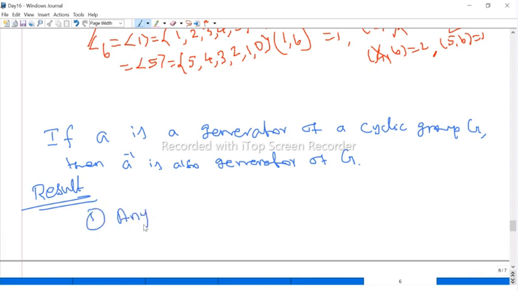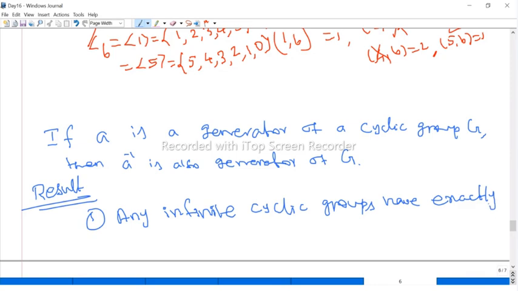If you take any infinite cyclic group, it contains infinitely many elements. Any infinite cyclic group has exactly two generators.